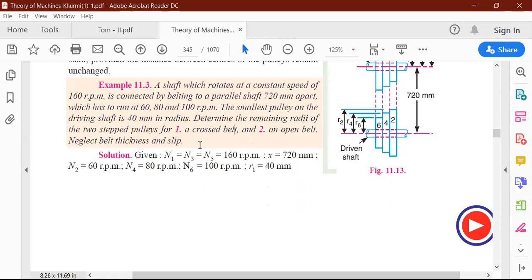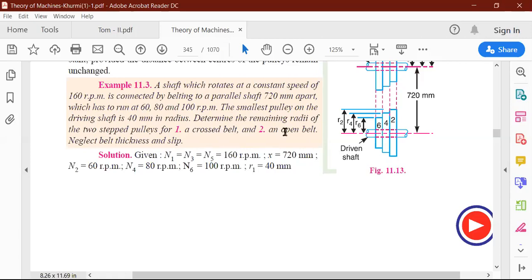I have already solved this numerical and provided it to your group and also uploaded it to Google Classroom, so you can find the solution of that numerical. So here we have to find out R2, R4, R6 for open belt as well as for cross belt.